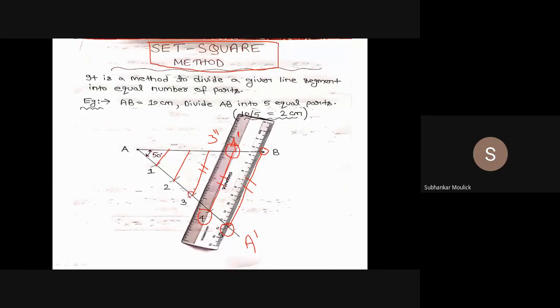Similarly, from point 3, you have to draw a parallel line in such a way that it is parallel to 4 dash and 5B, and it will intersect the given line AB. Is it clear? Yes, sir. Then definitely each of these lengths will be 2 centimeter, and my problem is solved. Fine. How to do that?